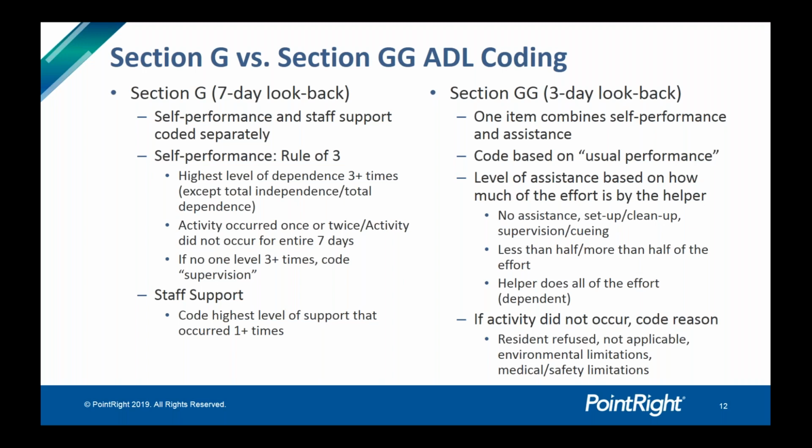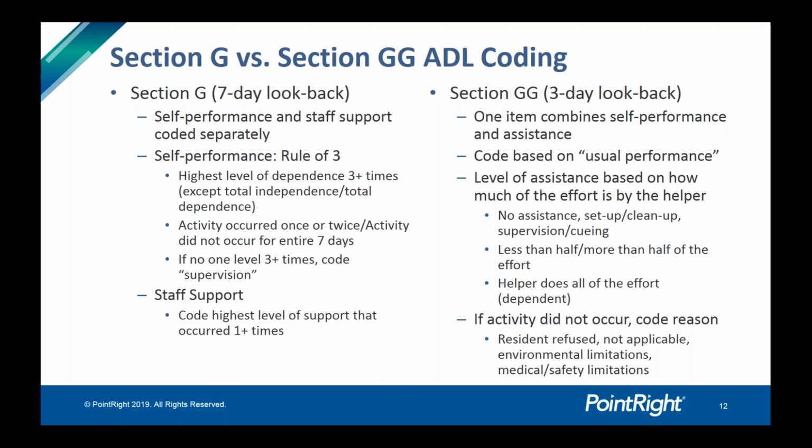And we're supposed to code them separately from each other, independently of each other. For self-performance, we've got our favorite rule of 3, that is looking for the highest level of dependence that is found 3 or more times during the 7-day look-back period, except for total independence and total dependence, which has to be the whole time, or activity did not occur, has to be the whole 7 days.